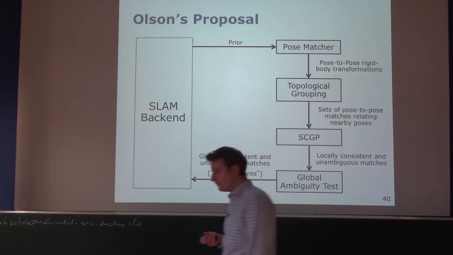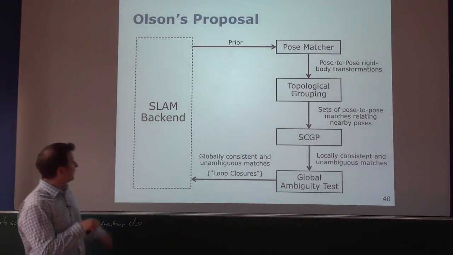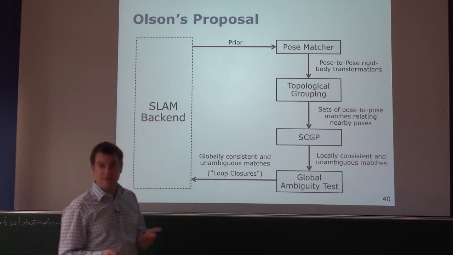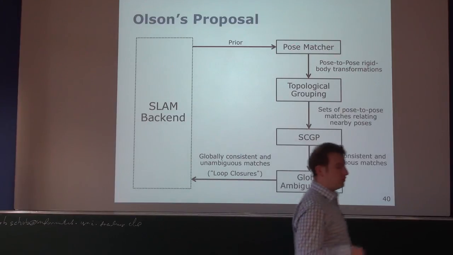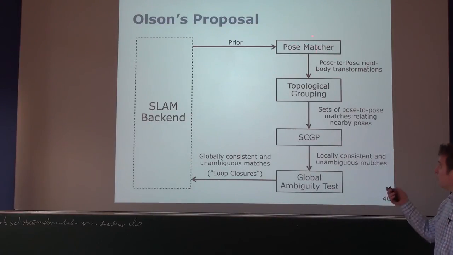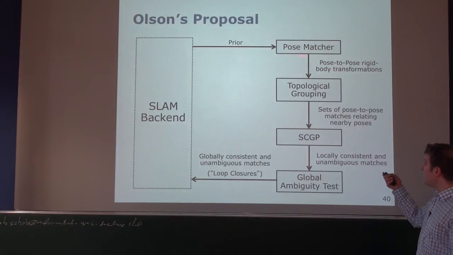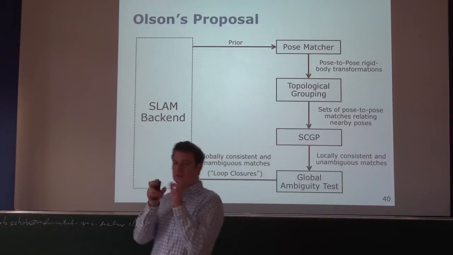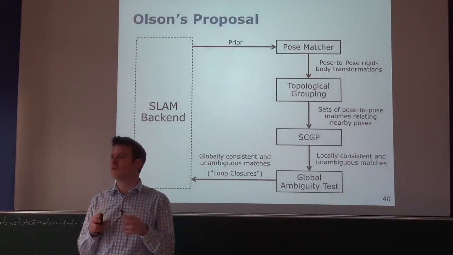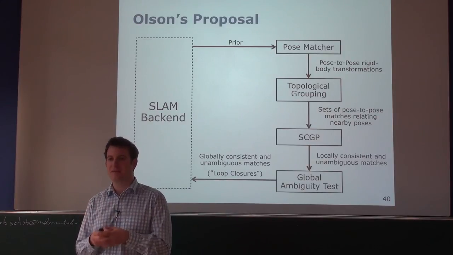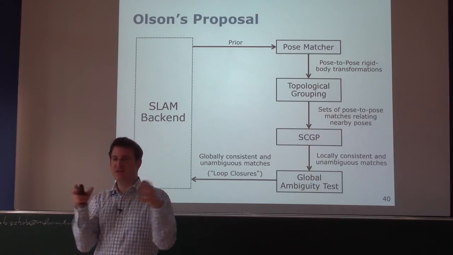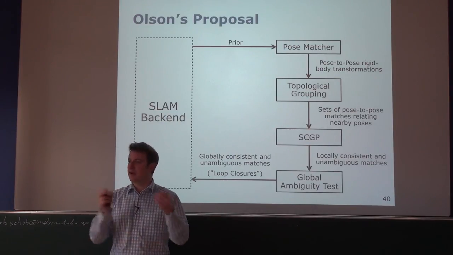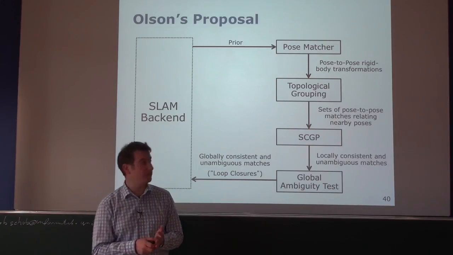And the approach that Edwin Olson and his team proposed was saying, okay, we have our SLAM backend. It gives me the current estimate of the graph that I have. And it does a pose-to-pose scan matching, very similar to what you've seen so far. Based on the scan matching, we can do a topological grouping. So poses which are nearby, in the same part of the environment, are just grouped together. You can see this is a small local map. There's nothing bad about that. Poses which are nearby can be grouped together into a local map, very similar to the hierarchical pose-graph approach.